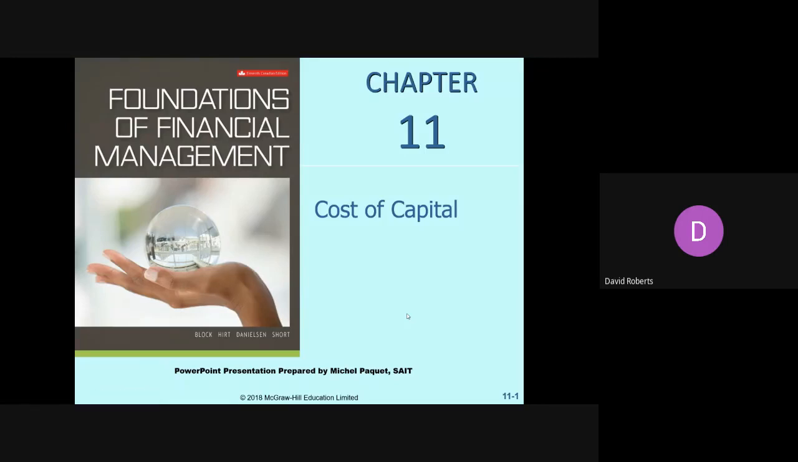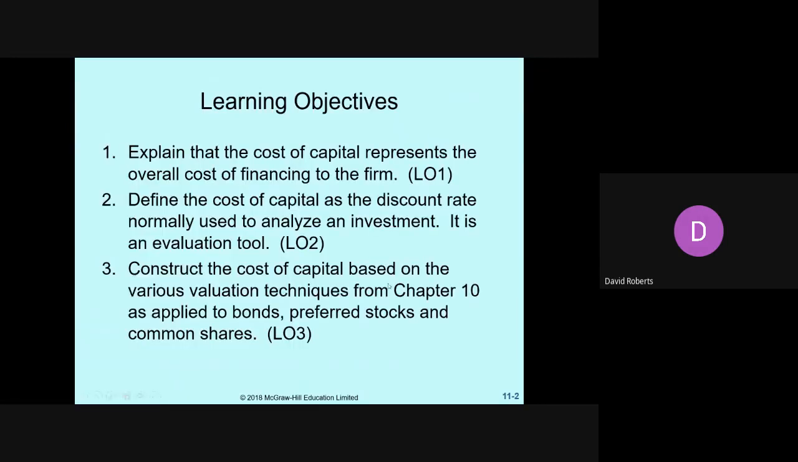Cost of capital. In this case, we're going to talk about the different types of sources of where you get your funds and the different costs related to each one of those sources of funds.